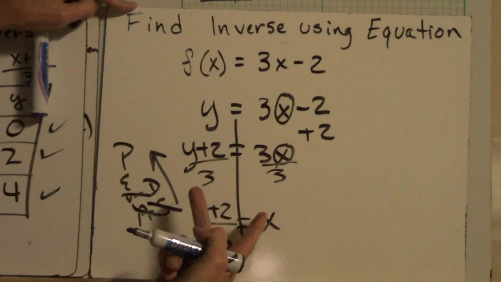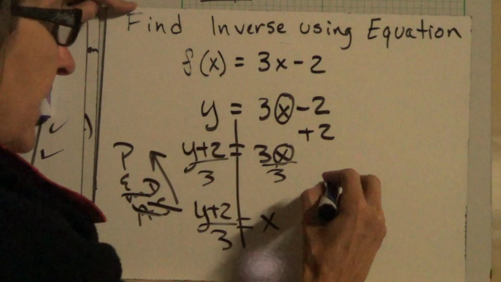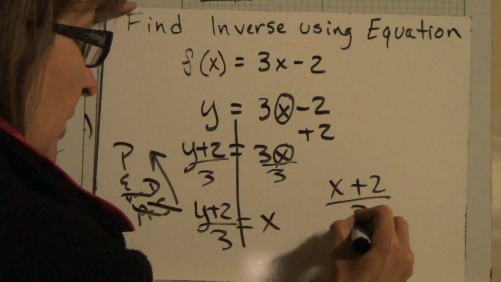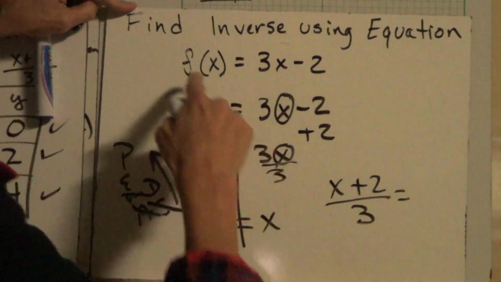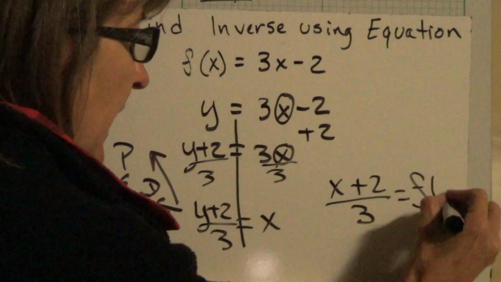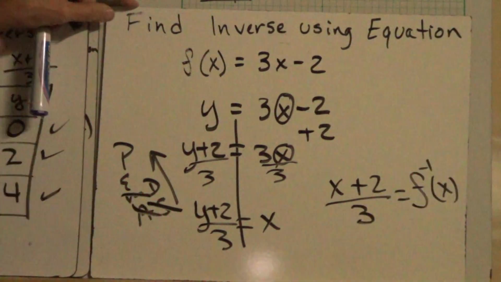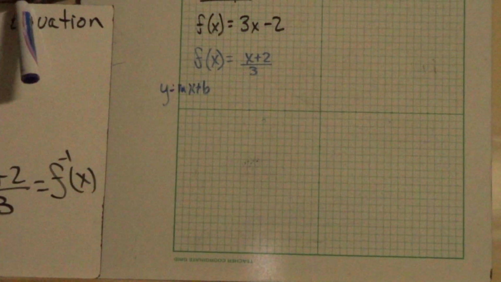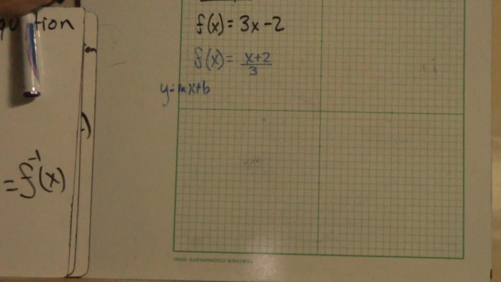Now our last thing is to exchange our x and our y, so we rewrite as x plus 2 over 3 equals, and switch it back to f of x, the negative one up there showing it's an inverse. Okay? Now on a graph, it's pretty cool to see this. Wait until you see this.